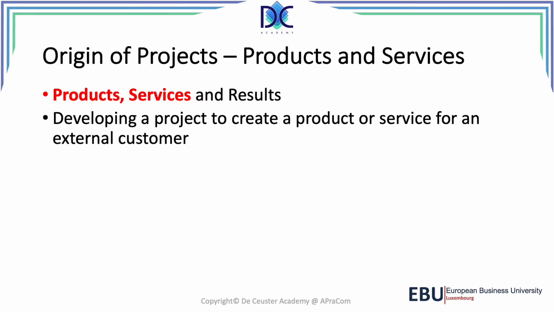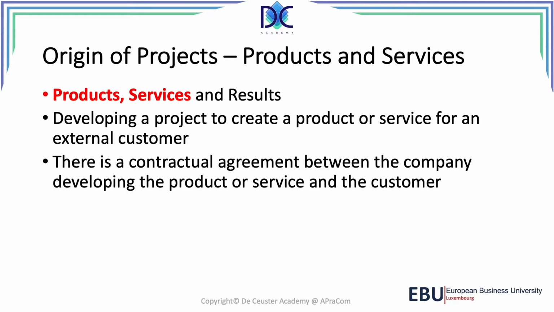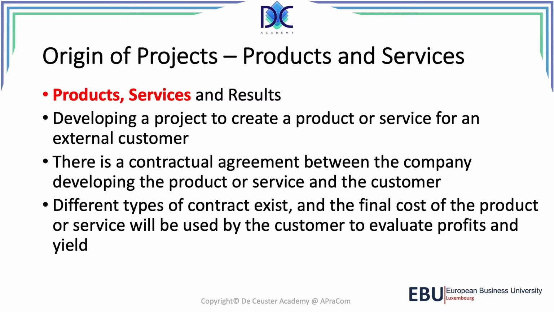Now, an external customer can be a customer within our own organization, a large organization, but of a different department. For example, we may be making internally a website for different departments when we have a specific department that does it, and we will provide that service for an external customer, which in this case is somebody from another department. Now, basically, when we do this, we have to have a contractual agreement between the company or the department developing the product or service and the customer for whom we are creating this product. Different types of contracts exist, and the final cost of the product or service will be used by the customer to evaluate profits and yield.